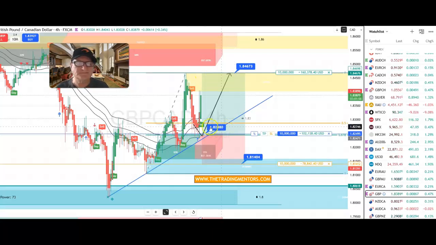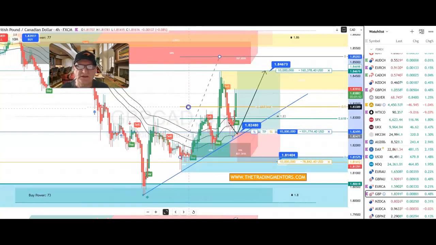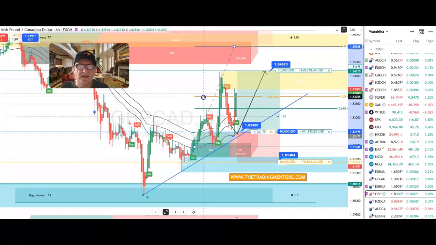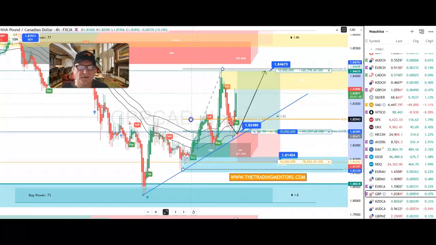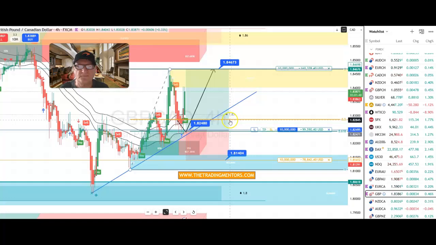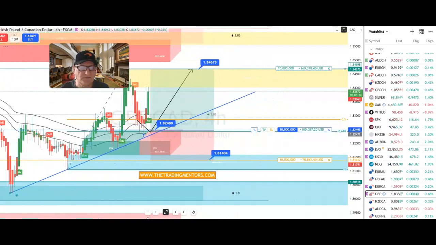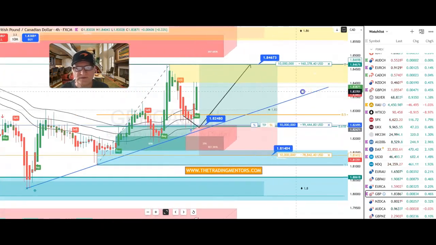Now let me talk about Fibonacci. This is a Fibonacci sequence as well. So all I've done here is move the Fibonacci from the previous swing low on the left and moved it to the 0 line at the top here. What this gives us is a 50% Fibonacci retracement, and this green line gives us a 618 Fibonacci retracement. If I zoom in a bit closer, you can see it.